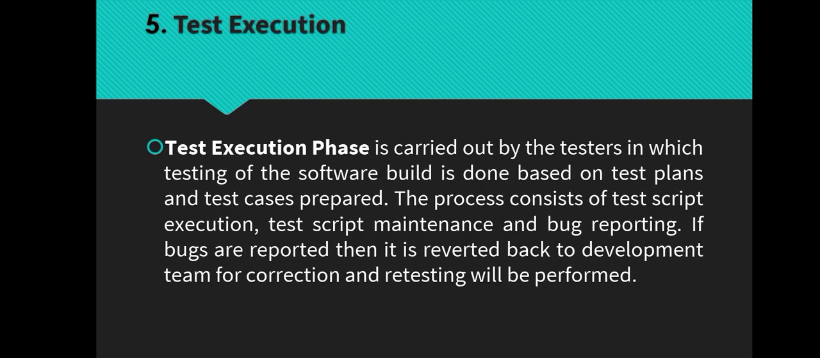Test execution. The test execution phase is carried out by the tester in which testing of the software build is done based on the test plan and the test case preparation. The process consists of test script execution, test script maintenance, and bug reporting. If bugs are reported, then it is reverted back to the development team for corrections and retesting will be performed.